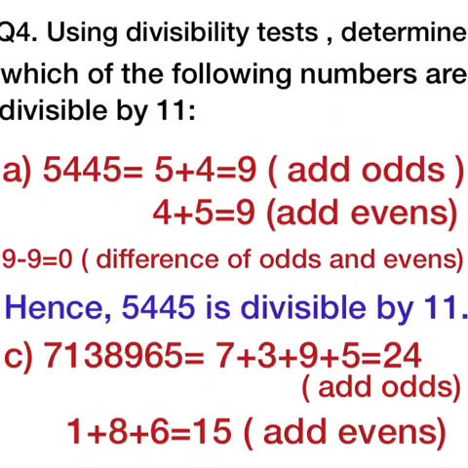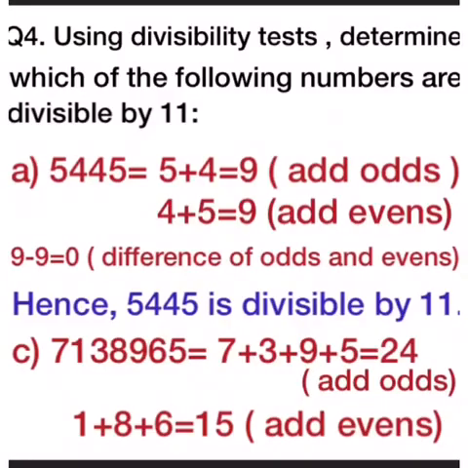Children, now question number 4. Using divisibility test, determine which of the following numbers are divisible by 11. In this question, we will check whether the following numbers are divisible by 11 or not. So the first one is 5,445. Children, you all know that the divisibility rule by 11 says that we have to add the odds and the evens in the number, and then find the difference of the odds and evens, and if we get 0 or a multiple of 11, then that number is divisible by 11.